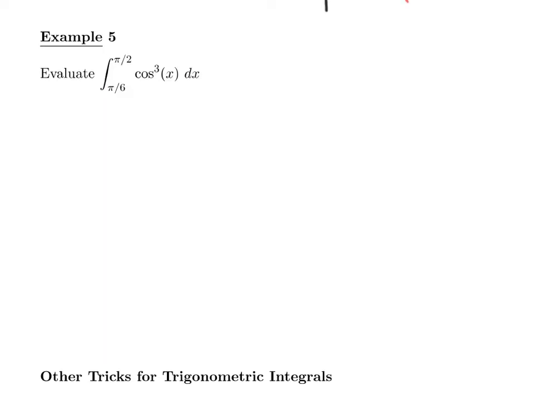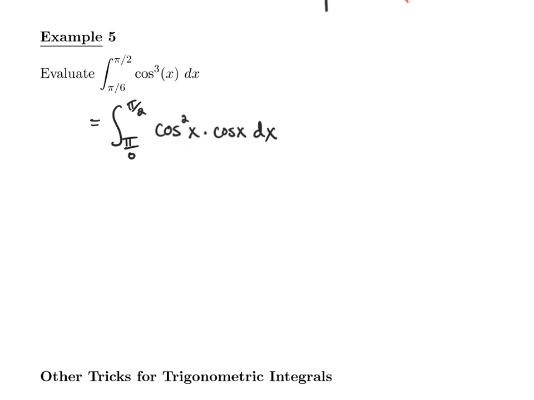So example 5 is a little bit different because it's a definite integral, so we have the bounds here. And it's also similar to the tangent problem, only a single function. But it's not really a single function because this is a cube. So the first thing I'm going to do is try to split up that cosine cubed into something else. I'm going to split it up into cosine squared x times cosine of x dx. So now at least I have a product of two functions.